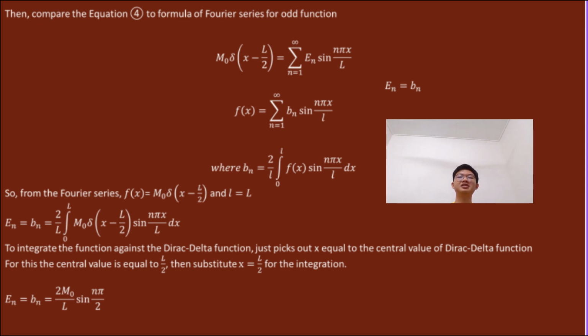To integrate a function against the Dirac delta function, we just pick out the x equal to the central value of the Dirac delta function. For this, the central value is equal to L over 2. Then we just substitute x equal to L over 2 into the integration. Then the value of En is equal to 2m0 over L times sine n pi over 2.